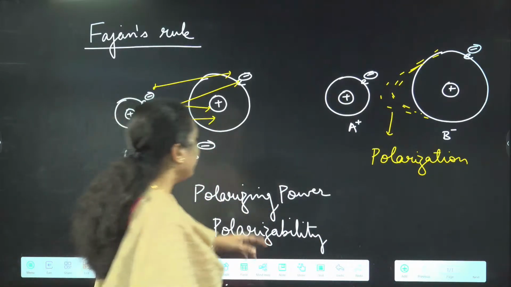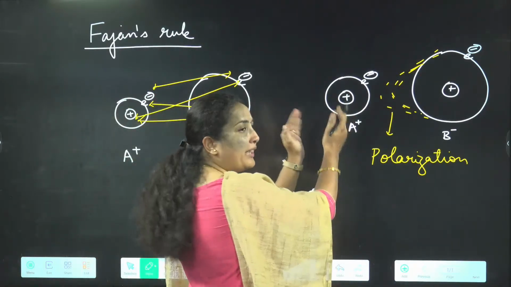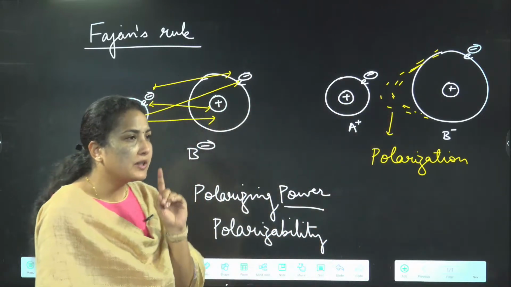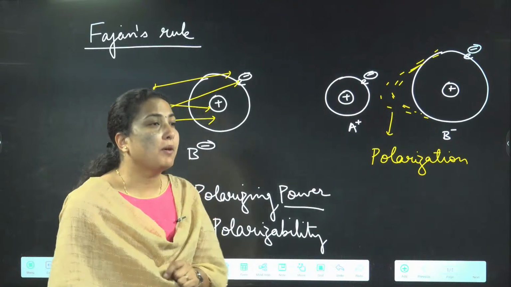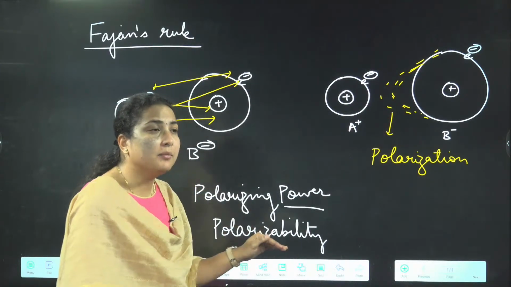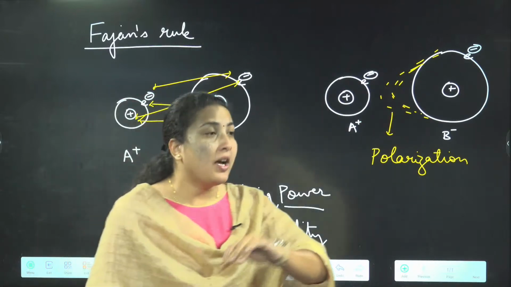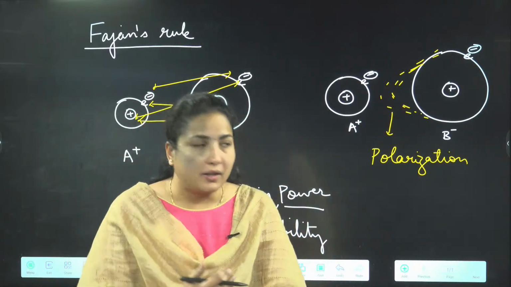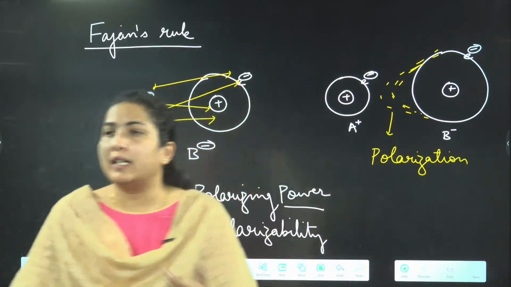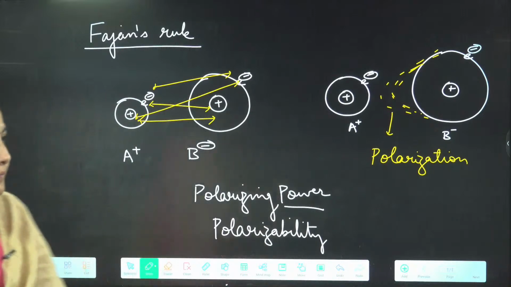Now the thing is power. So how easily it is able to distort that electron cloud of the anion towards itself is the polarizing power of the cation, right? Polarizability, this is the term related to the anion. How easily that particular anion is letting its electron cloud undergo distortion. That is basically polarizability, okay?